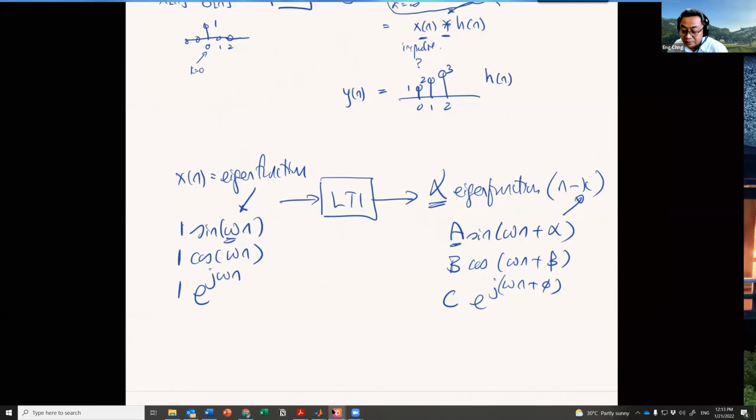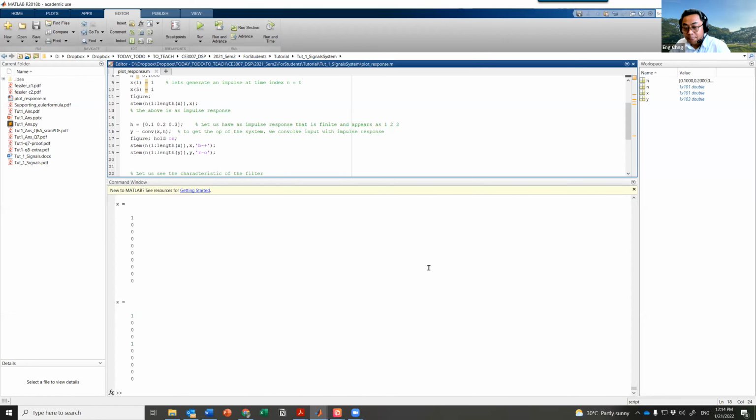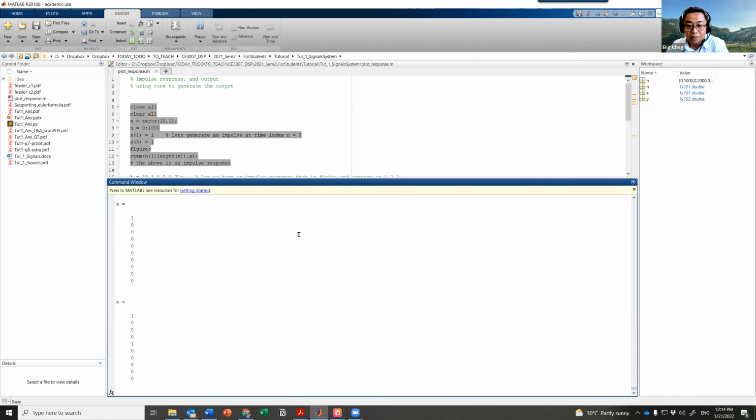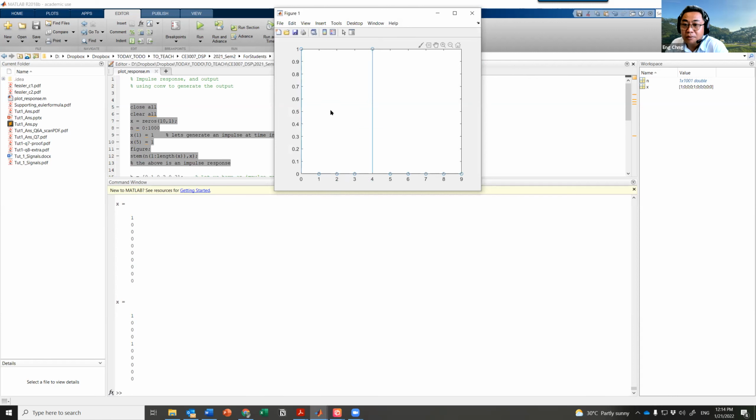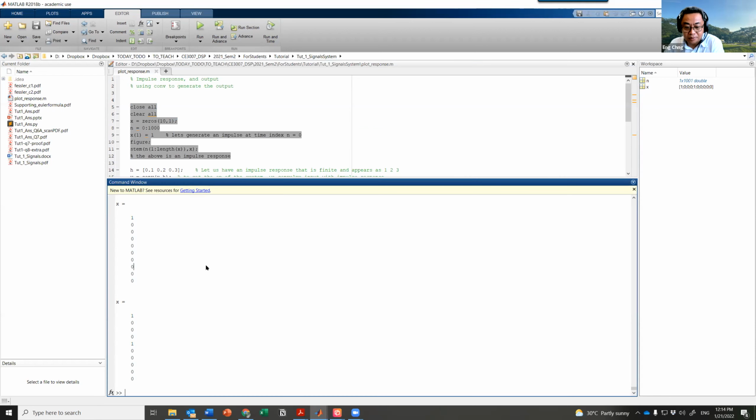All right, so I'm going to show you now. And in fact, this is a tutorial. This is the lab question. Okay, I use MATLAB because I'm just lazy, but the idea is the same. So I first plot, let's just simply plot the impulse.